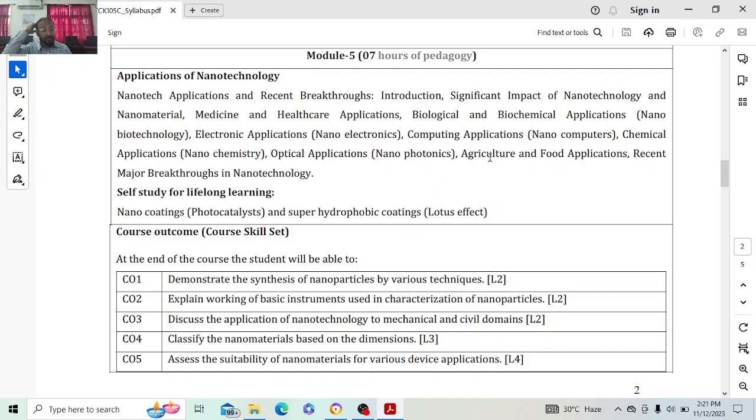And next we are having module 5 where applications of nanotechnology, like nanotechnology applications and recent breakthroughs, introduction, significant impact of nanotechnology, nanomaterials, medicine and health applications, biological applications, biochemical applications like nanobiotechnology what we call. Next, nanoelectronics, where electronic applications of nanomaterials, whereas nanocomputers, these are separate fields only. Here we have to just explain one topic.